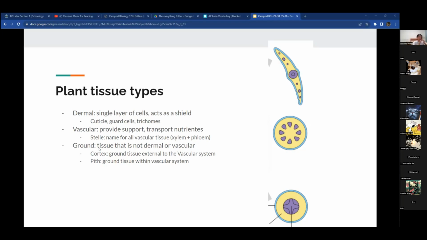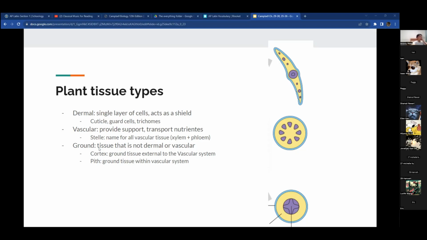Then finally, you have ground tissue. This is tissue that isn't dermal and isn't vascular. It makes up most of the plant. It's important to note that it's not filler tissue. It's not there just to take up space. These tissues perform most of the metabolic functions of the plant. Ground tissue is further divided into two categories.